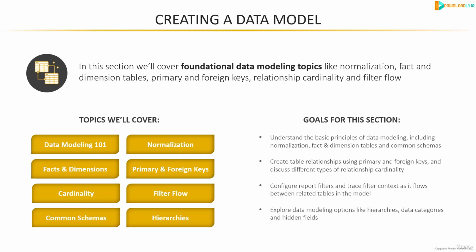So to recap our goals for the section, first and foremost, this is about understanding the basic principles of data modeling. It's really important to build this foundational understanding now before you start going off and writing complicated DAX measures or trying to analyze or visualize the data in your model. We'll also practice actually creating table relationships in Power BI using primary and foreign keys, and we'll talk about different types of relationship cardinality, what they mean. We'll configure some report filters and practice actually tracing filter context as it flows between related tables in our model. And finally, we'll explore some data modeling options like hierarchies, data categories, hidden fields, and more.